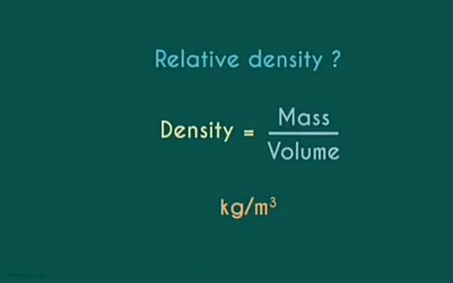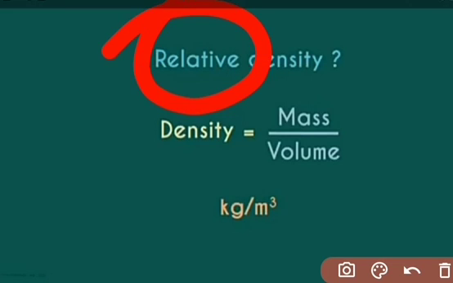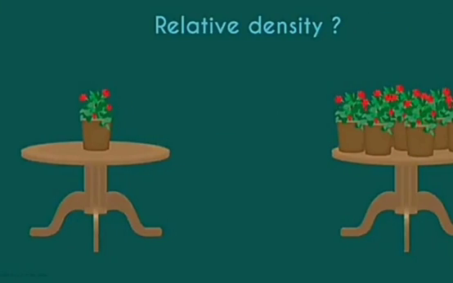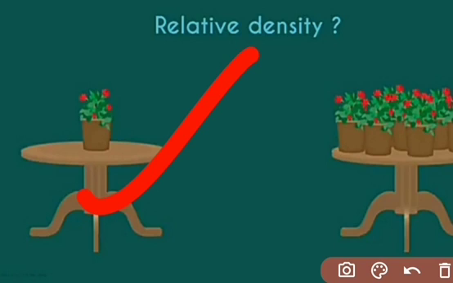We know that density is equal to mass by volume, and based on this formula we can say that its SI unit is kilogram per meter cube. Now what is relative density? Look at the word relative. It tells that we are looking at the density of something relative to the density of something.